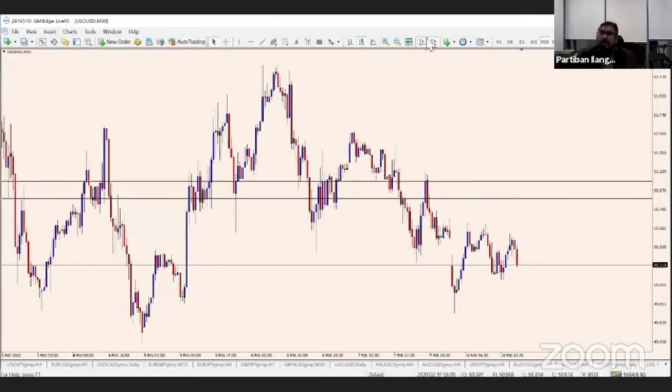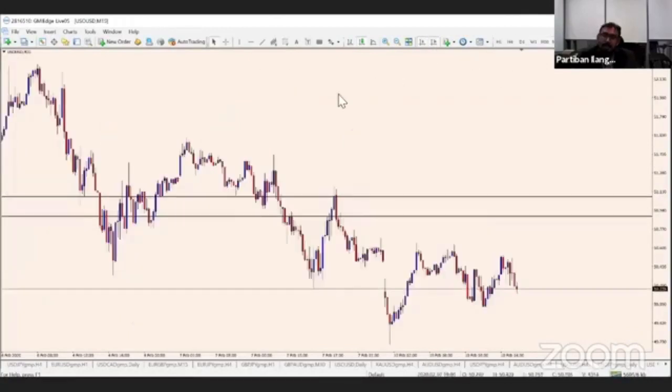51.06. Okay, somewhere here. So I believe what this trader has done is he went short somewhere here, and the price shot up, he got scared, he closed the trade and went short again.